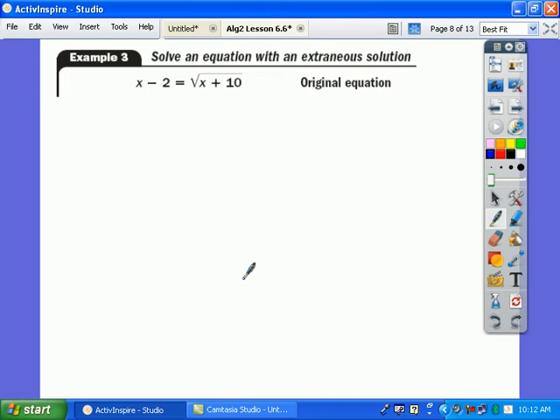(x - 2) squared equals the square root of x plus 10, squared. On the right-hand side, we're just left with x plus 10 because the square root and the square cancel each other out. And on the left-hand side, what's that? x squared plus 4? No way.